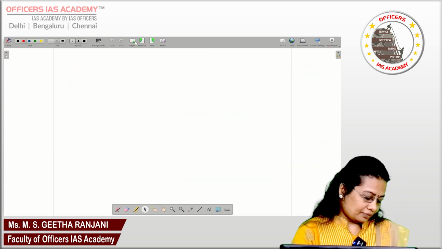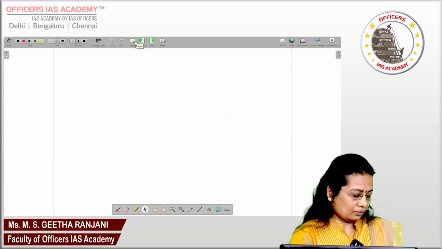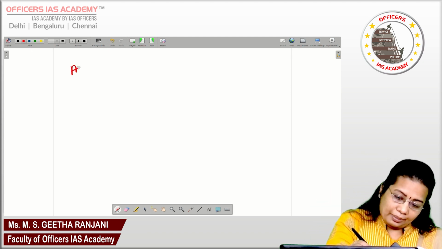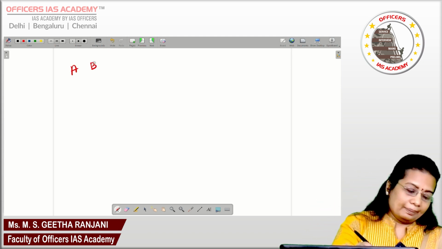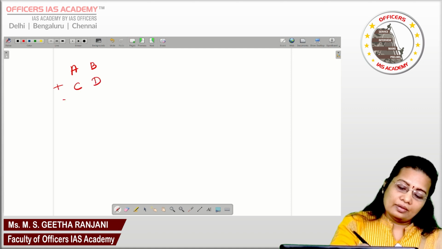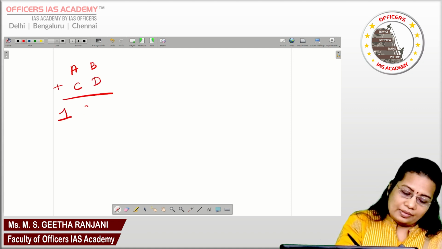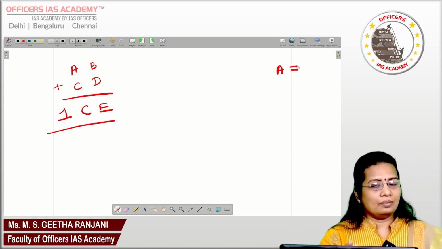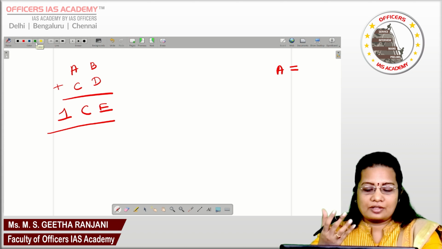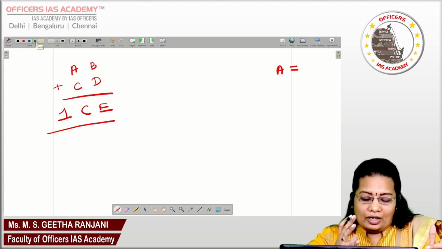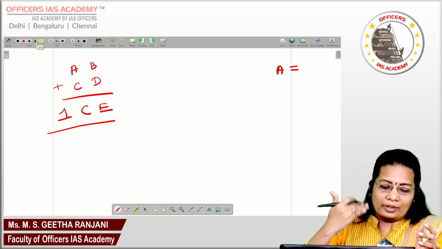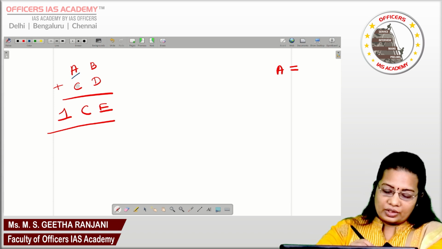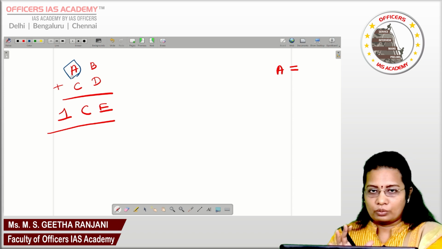So the thing is, given AB plus CD, which will give me 1CE. They are just asking what is A. It is a simple number system question. In the last year, they have given a very difficult question on this pattern. Compared to that pattern, this is quite simple. The question is asking you just the value of A. No need to worry about the other values.